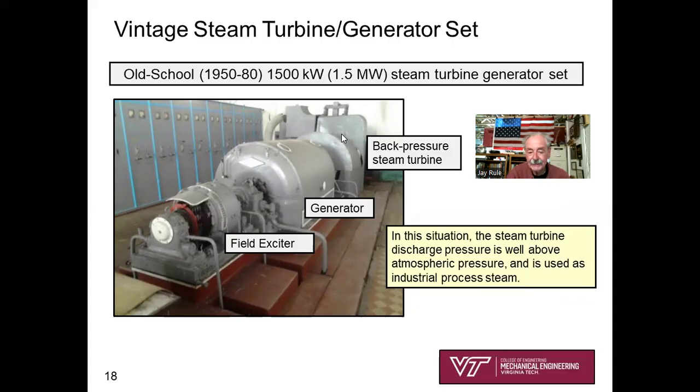What's going in is going to be high pressure steam. What's coming out of this turbine would be considered intermediate pressure steam, well above atmospheric pressure, and it would be going somewhere to some process where steam heating is needed, some type of manufacturing process. And so the exit pressure of this turbine would be well above atmospheric.